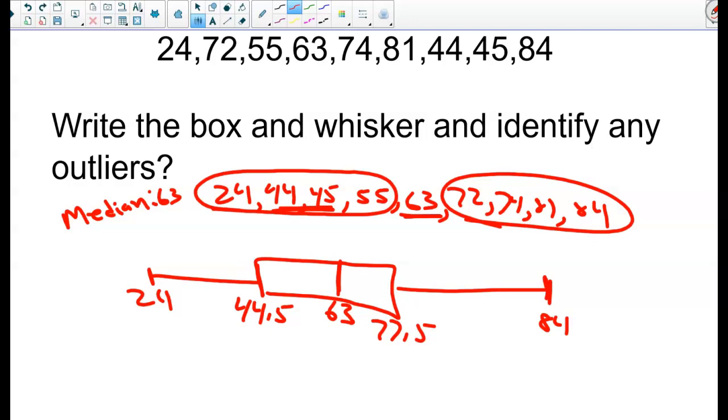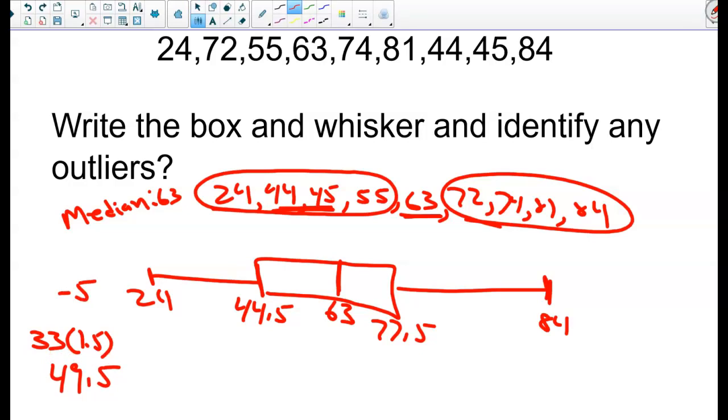If I'm looking for outliers, 77.5 minus 44.5 is 33. And I multiply that by 1.5. 33 times 1.5. Can someone put that in a calculator for me? But I believe it's 49.5. Is that correct? Yeah. We subtract it from the first quartile. And that puts me at -5.